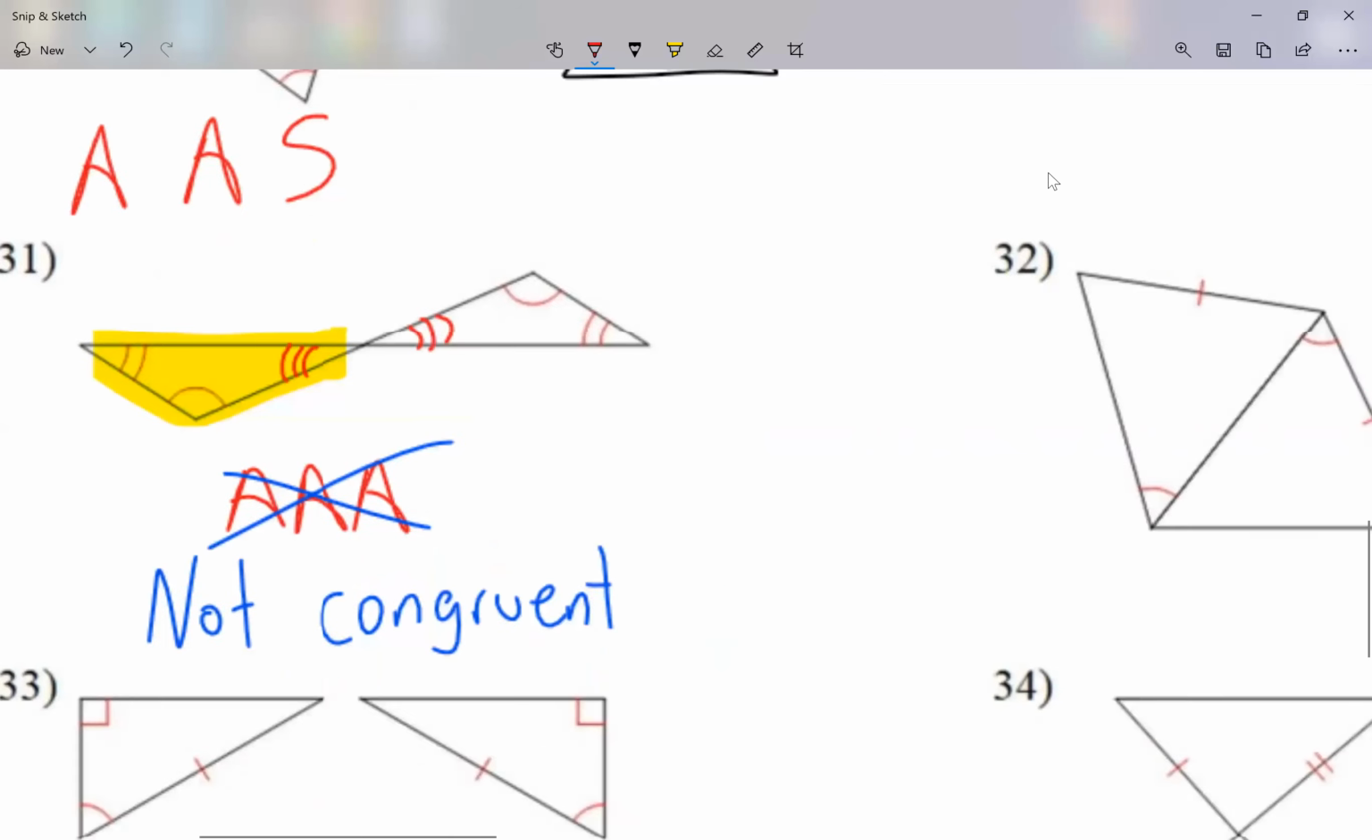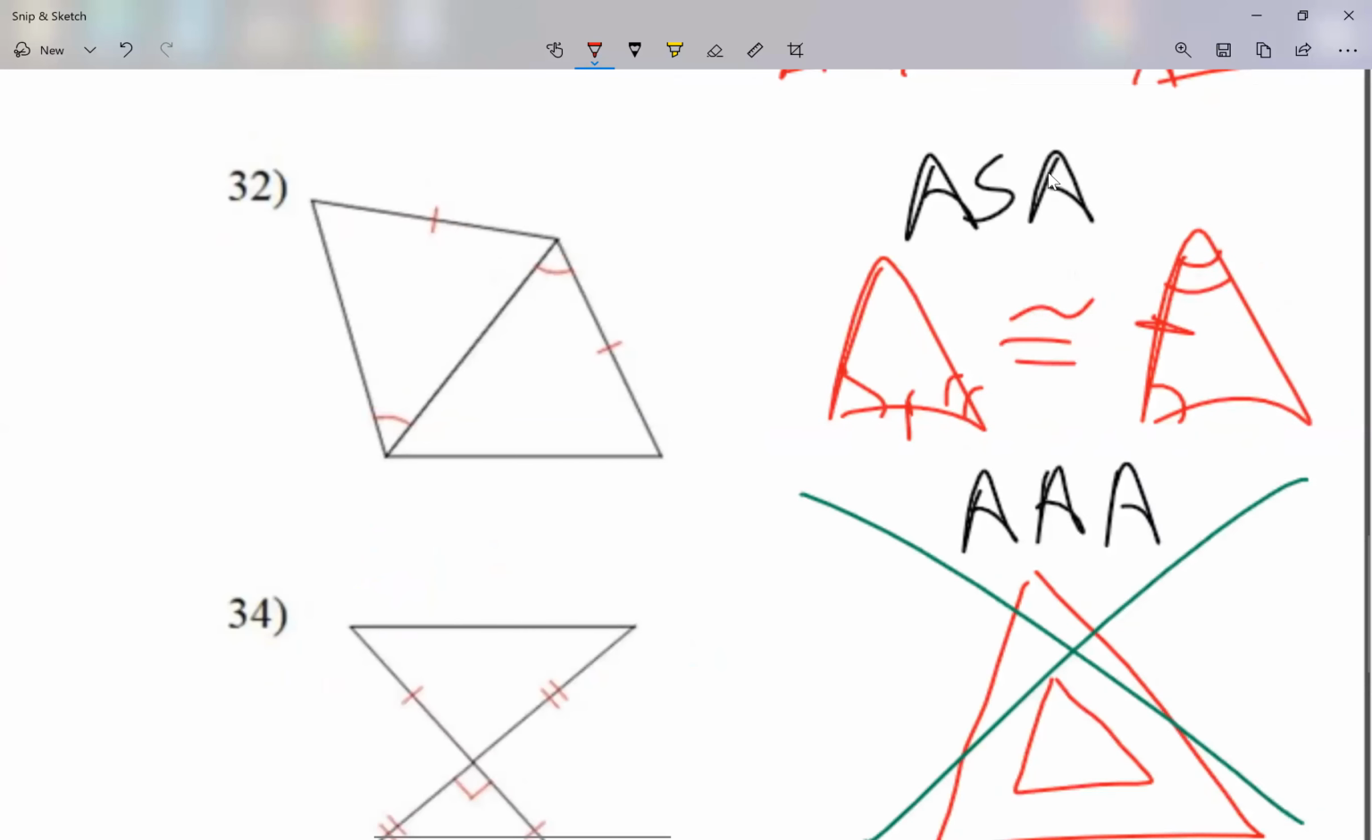Okay, so let me take a look at number 32. To begin with, I'm going to mark this side because both triangles use it. And then I look at one triangle. Let me take a look at this one. And I'm thinking, okay, on the markings, I have two sides or two angles marked. I see two sides, so let me mark my two sides.